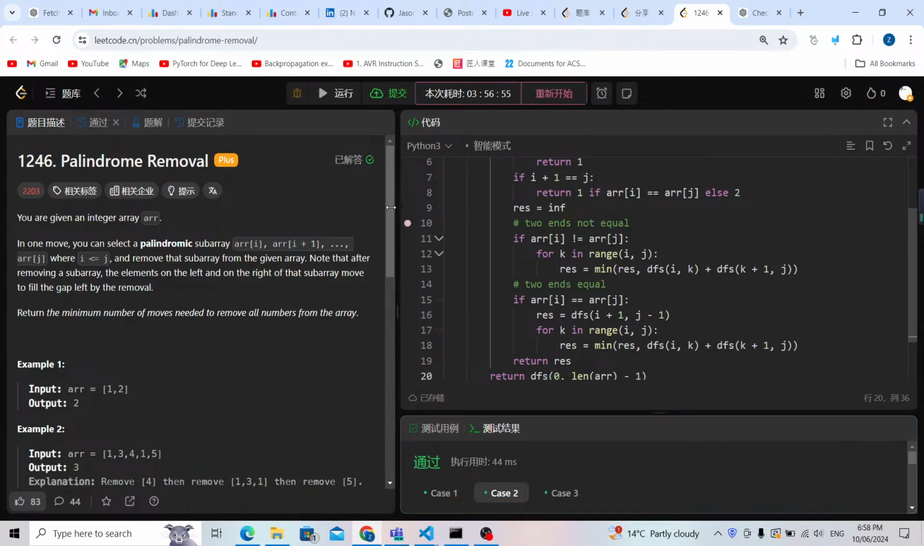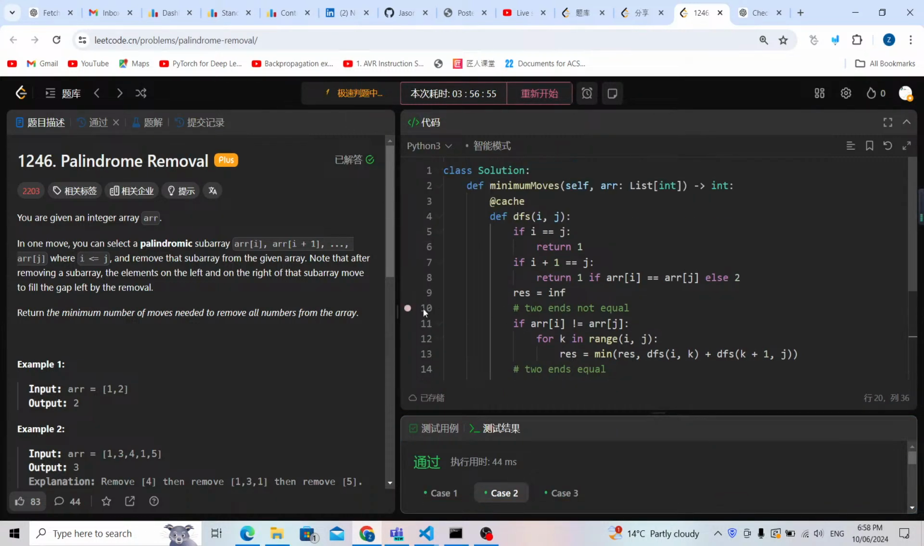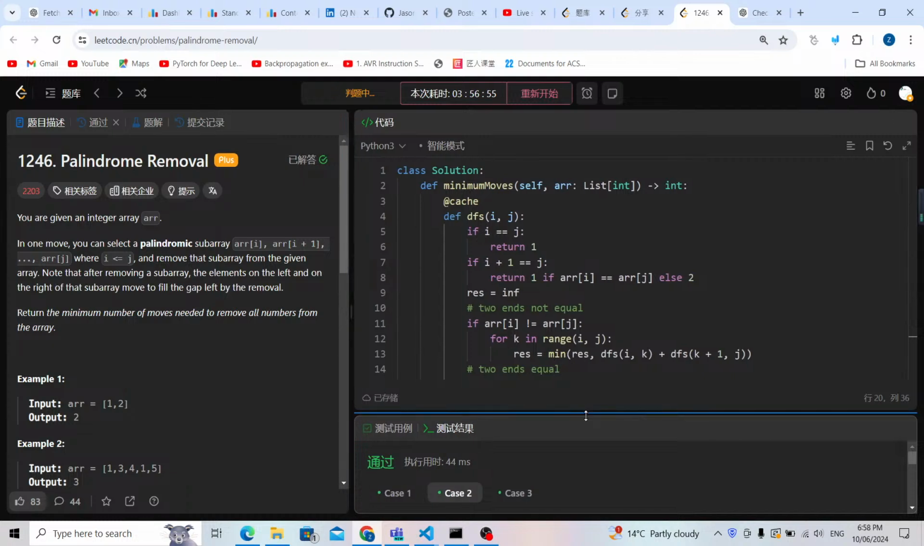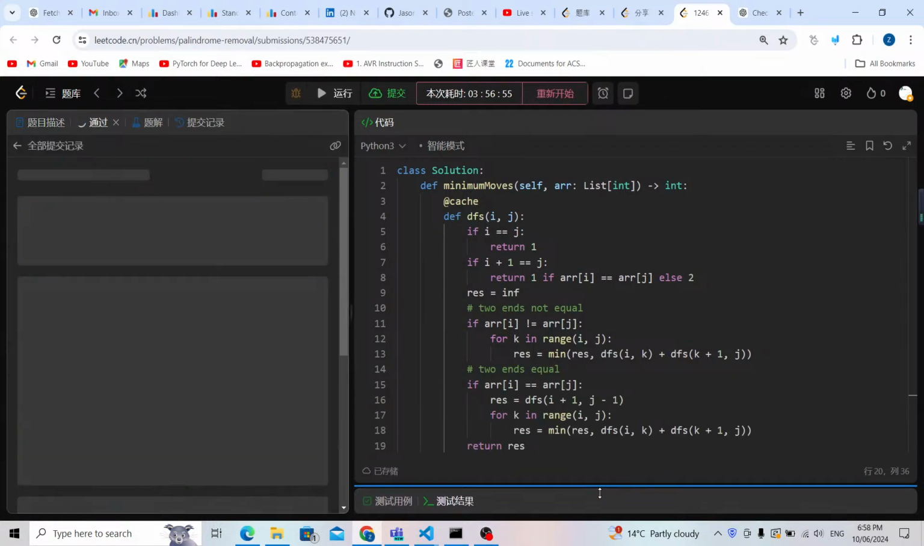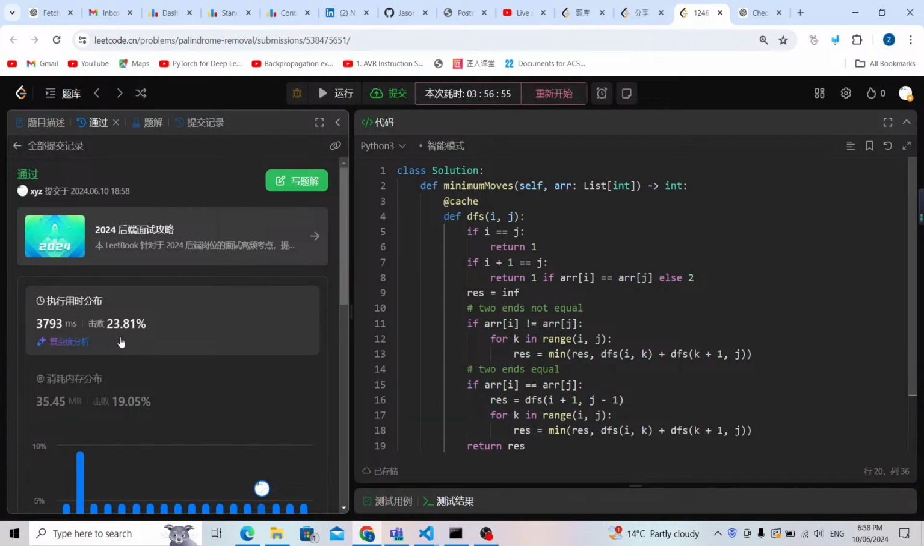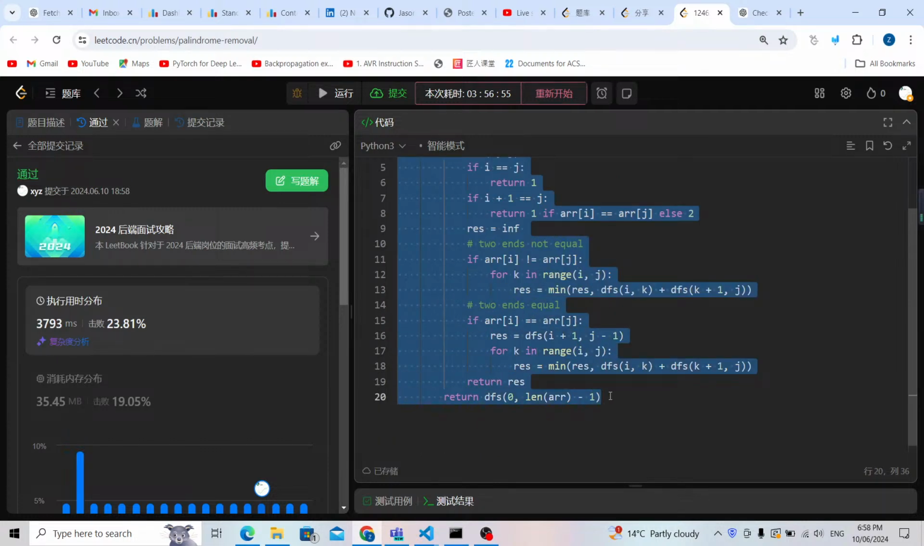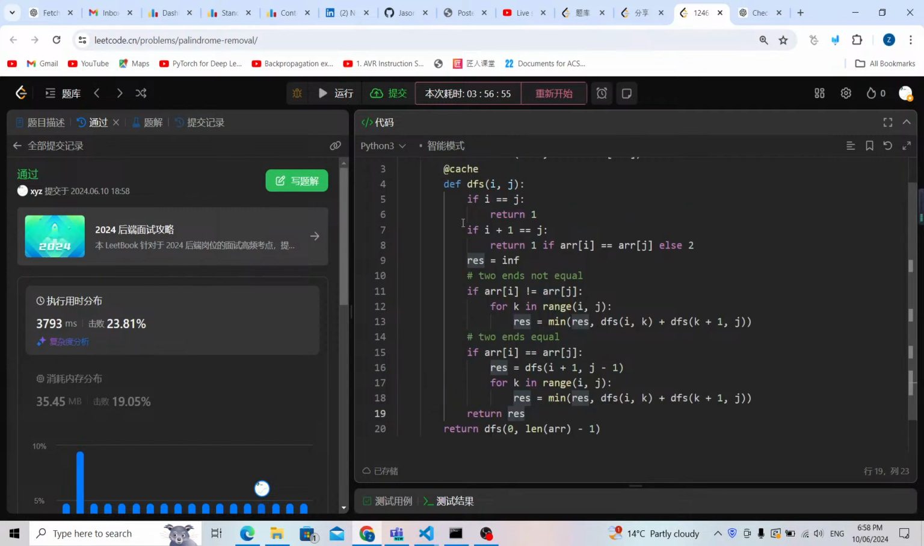But let's just check the testing cases to see if it works. As you can see, it works. Now let me submit it to check if it can pass all testing cases. As you can see, it passed all testing cases, and I think the speed is still okay. If you don't like this kind of speed, which is like 3 or 4 seconds, you can change it to tabulation, the real DP. But I believe this is okay because this is easier to understand.